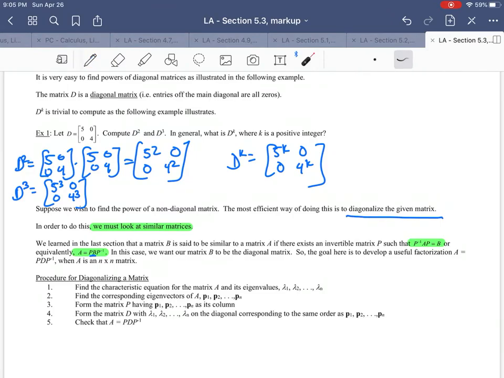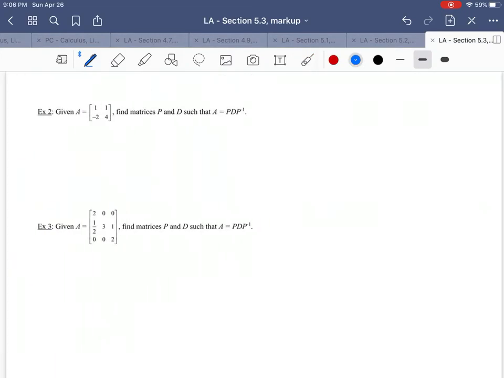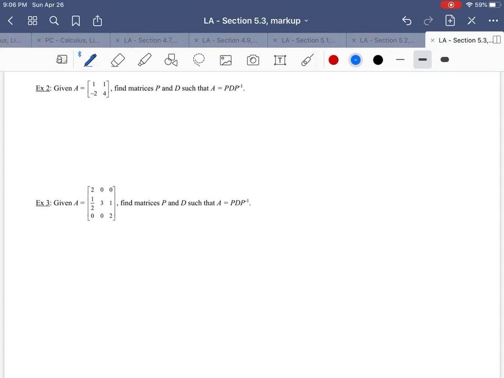All right, so here are the steps we're going to do. We're going to find the characteristic equation, just like we did in the last couple sections. We're going to find the eigenvectors, and then we're going to make a matrix with the eigenvectors as its columns. And the matrix D is going to have the eigenvalues along the diagonal. And then we're going to check it and make sure we factored it correctly, that it multiplies back to the original. All right, so here we go with the nice easy one here.